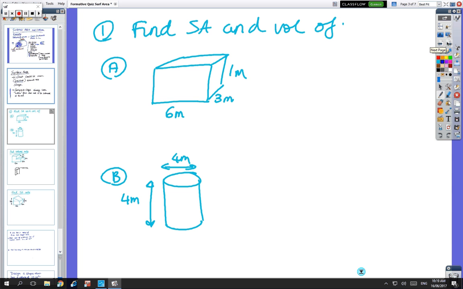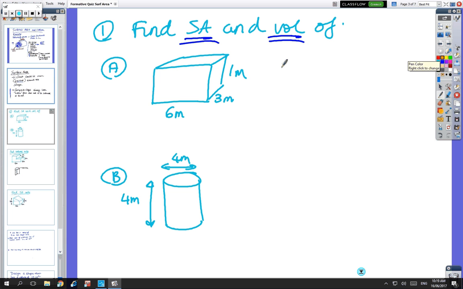Okay, so we're going to do a couple of examples each, it's not going to be comprehensive. So I want you to pause the tape, and when you're ready, come back live. In this first one, we're doing surface area and volume for both. In subsequent ones, we'll just be doing surface area or volume. Okay, so pause, and when you're ready, come back.